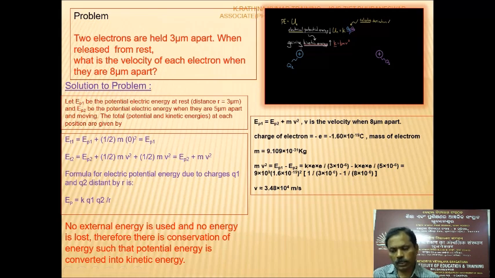So this is also a typical question. Most care should be taken for solving this numerical problem, where there is no loss of energy, then total potential energy will be converted into kinetic energy. You have the equation for the potential energy, KQ square by R.